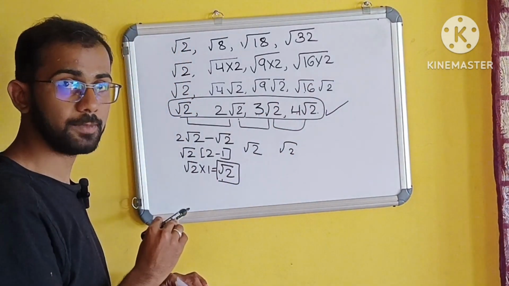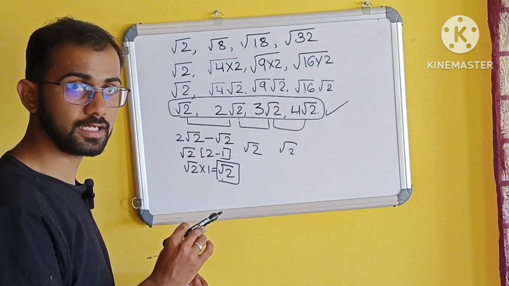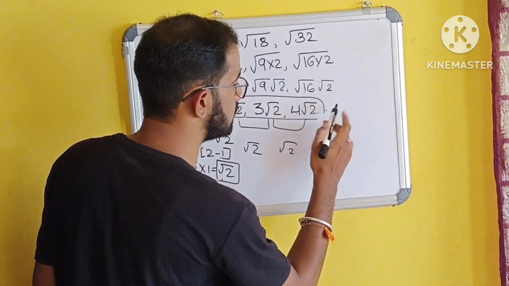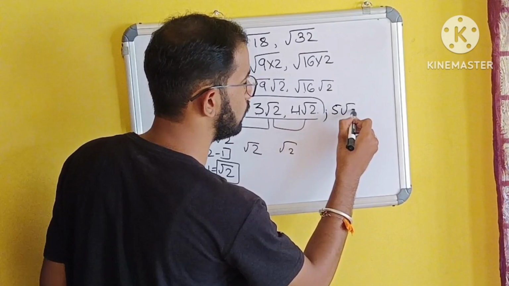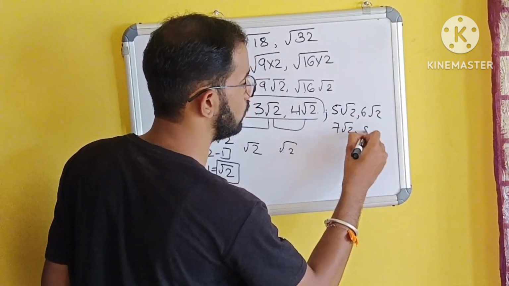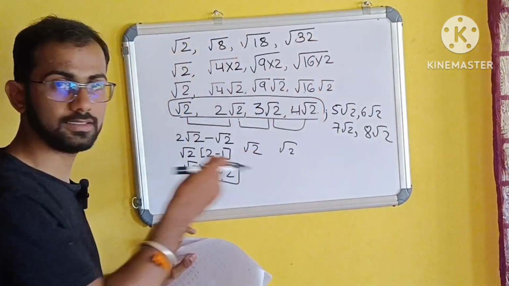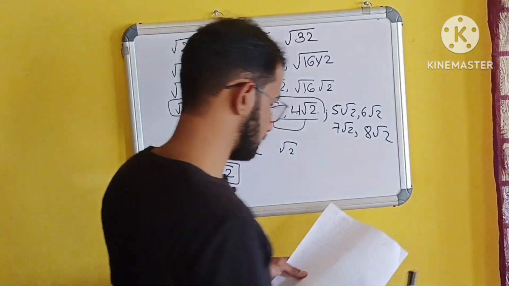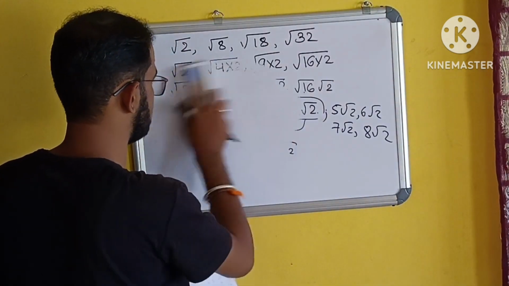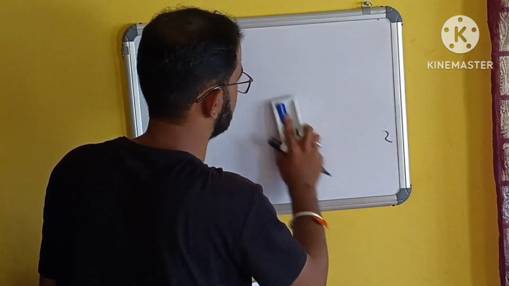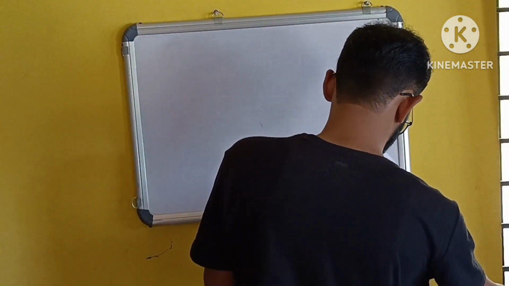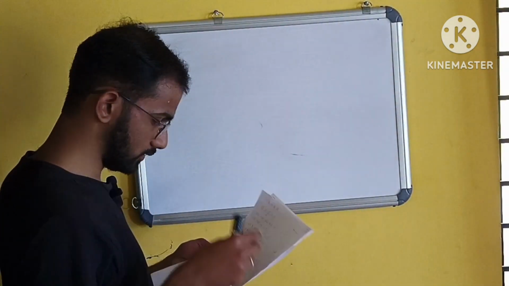If it is in arithmetic progression, then the next task will be to write the next four terms, that is 5 root 2, 6 root 2, 7 root 2, 8 root 2. Like this we have to solve this. Then next we will move on to the next question.